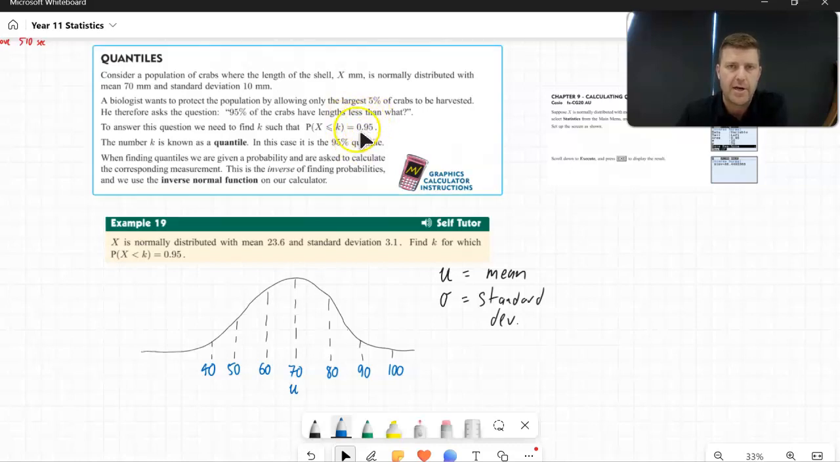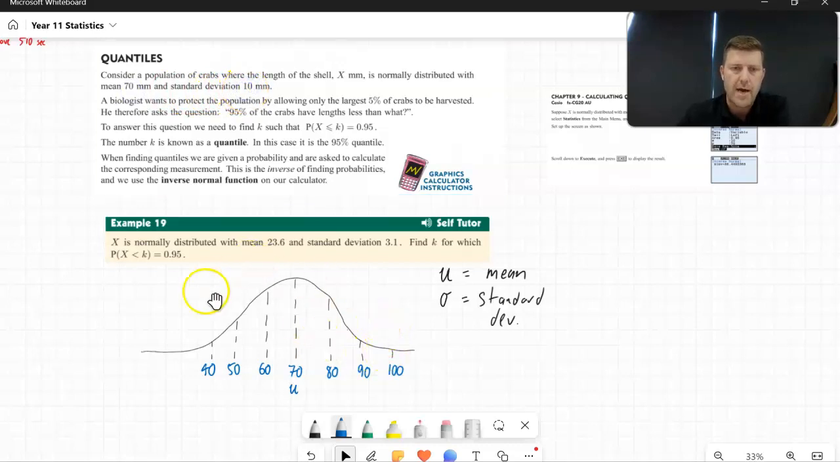Okay, in this case, we're looking at the 95th quantile. But let's first of all look at the question. So consider a population of crabs where the length of shell X millimeters is normally distributed with a mean 70 millimeters and a standard deviation 10 millimeters. So I've drawn that information down here on a bell curve with a mean here of 70 millimeters, and then each standard deviation, I'm increasing that by 10 above the mean, and each standard deviation, I'm decreasing that by 10 below the mean.